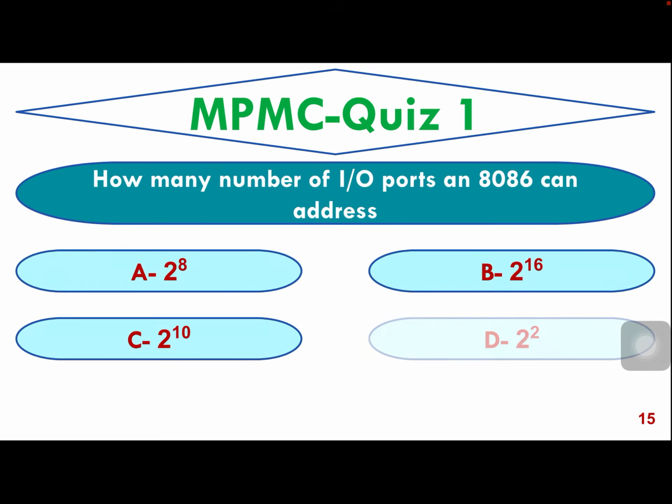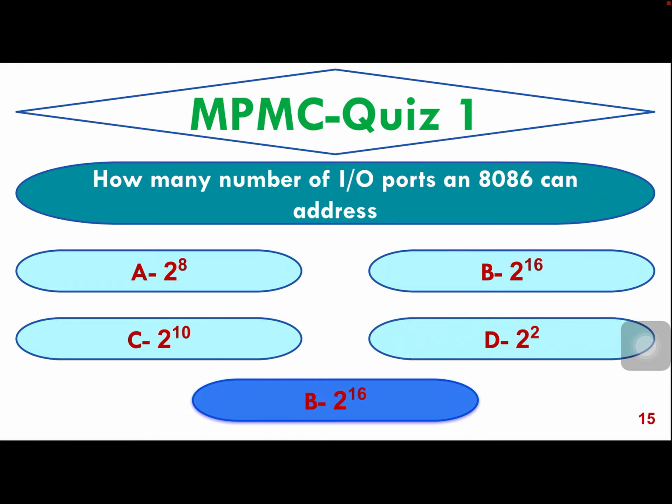How many number of I/O ports in an 8086 can address? 2 power 8, 2 power 16, 2 power 10, 2 power 2. The correct option is B. 2 power 16.